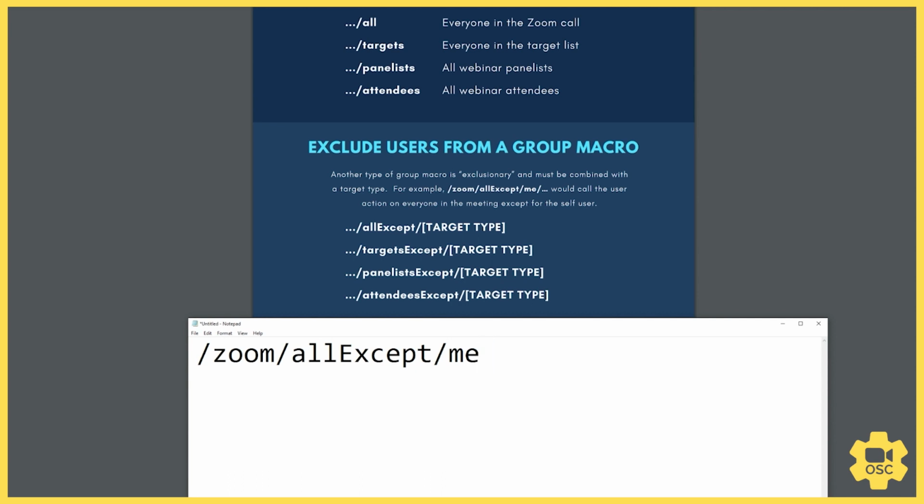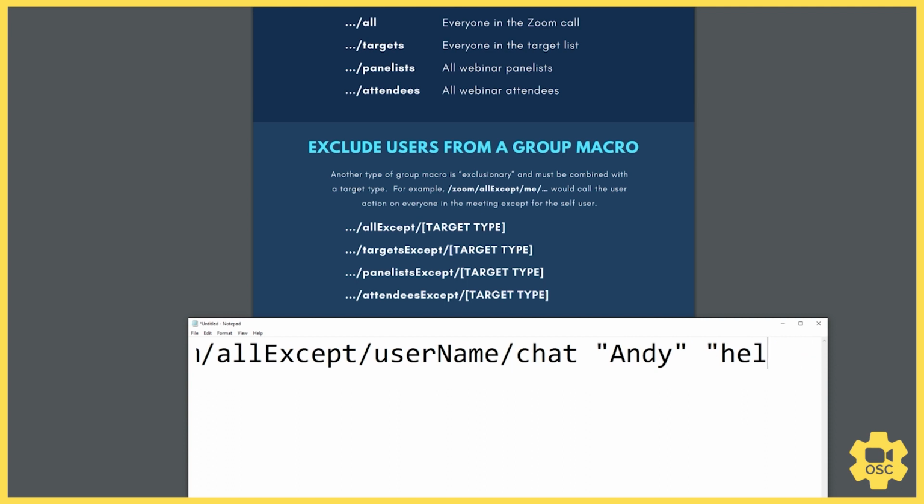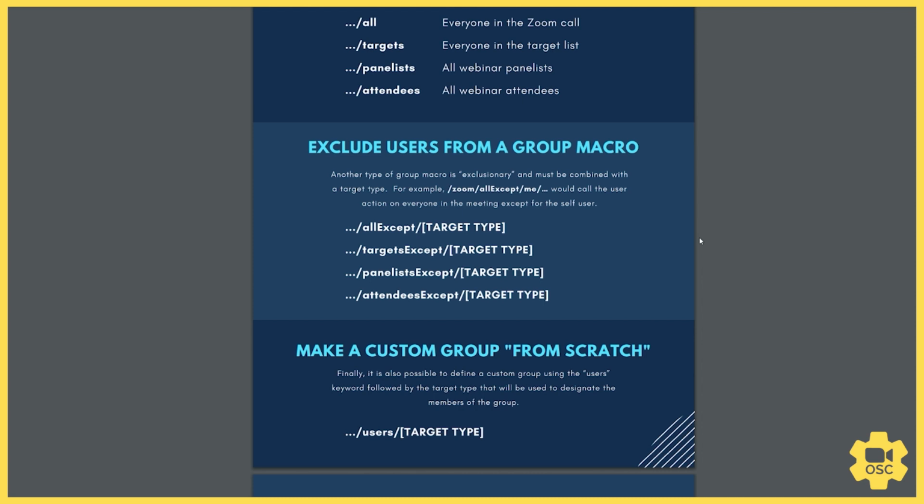And let's say now that you wanted to do it on everybody except for somebody named Andy. Well, here you would do /Zoom/all except user name to identify that you want to call this on somebody, and then you do the user action, and then you would do their name and maybe the message that you want to send, for example. So all except allows you to basically mix and match to create groups that are either subtracting from a group macro or building up from scratch.